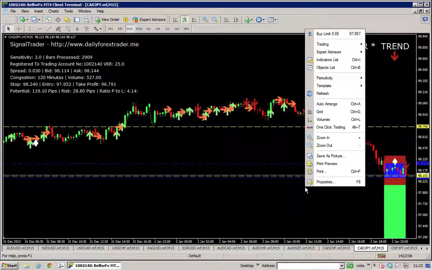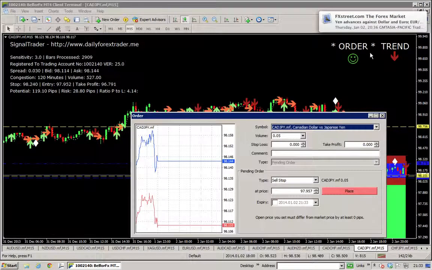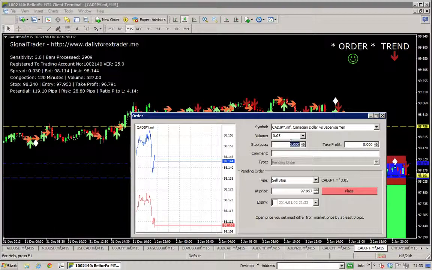So what I'm going to do is quickly do a sell stop, and it's really easy to do. I just copy the figures from the screen. I always trade smaller lots this time of night because it's later. So the stop is going to be 98.240. Take profit is 96.791, and my entry is 97.952. Simple as that. Just copy the figures from the screen. I've got the green go ahead to place an order on that.